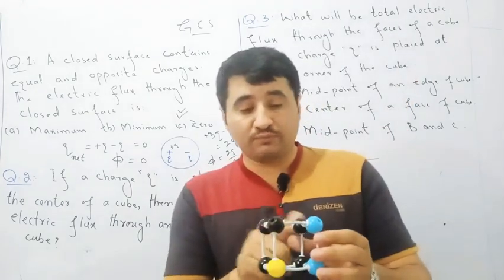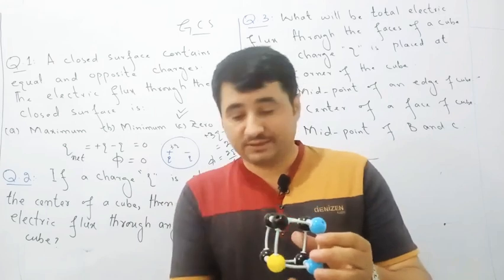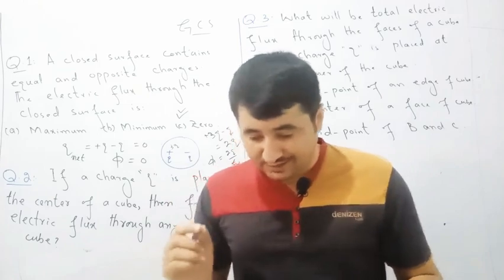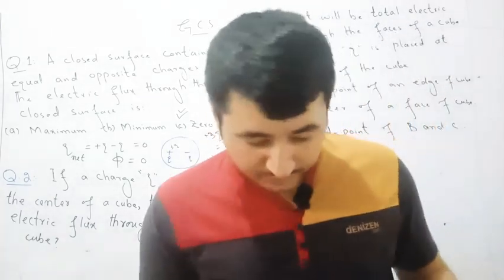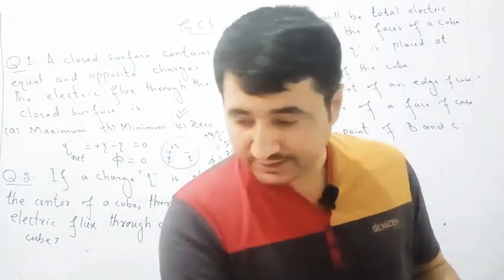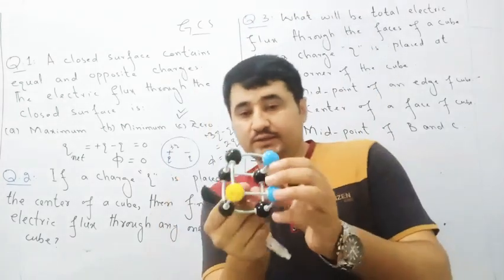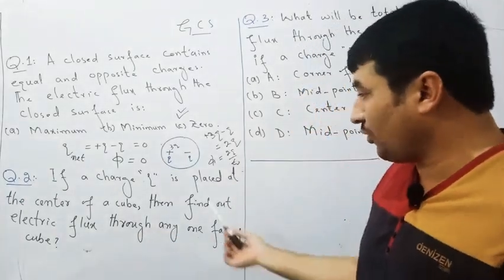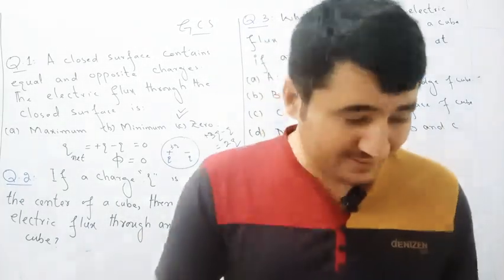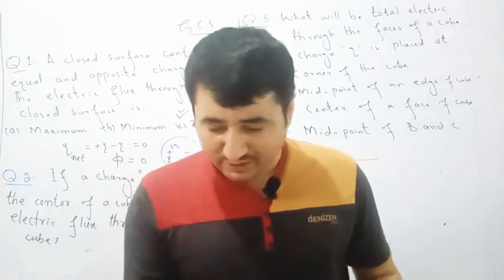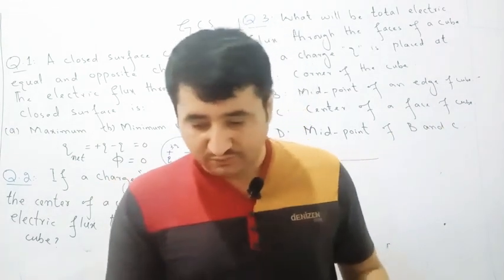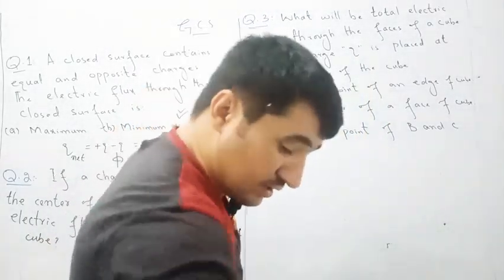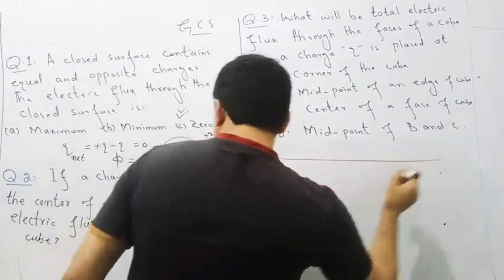So this is one face, 2, 3, 4, 5, 6. You have a charge inside the cube, and that is at the center of the cube. So what would be the flux through one face of the cube? That's again a very interesting and simple question. You can find it very easily using Gauss's law. And what would be the solution of this one?